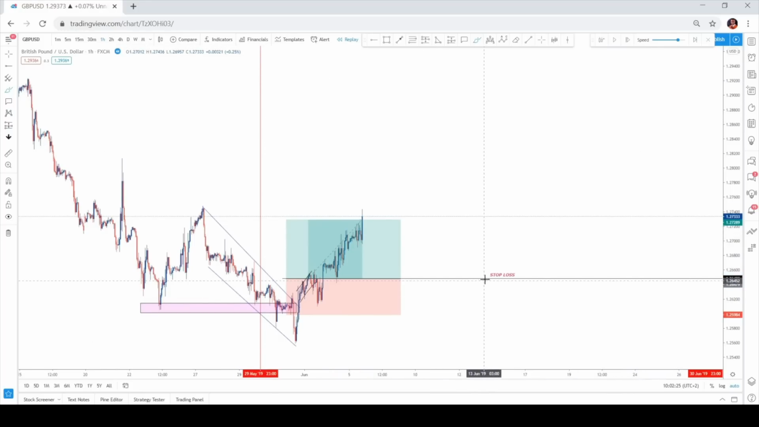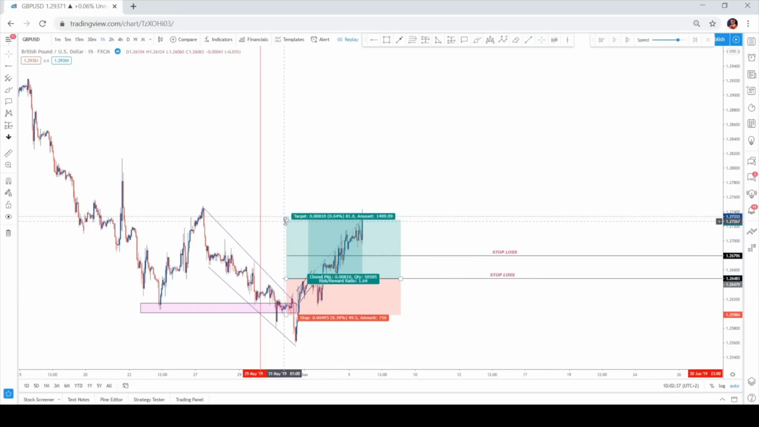And then we already put our stop loss on break even, and we're going to tweak it to at least put it again somewhere about here so that we can secure a little bit of profit.